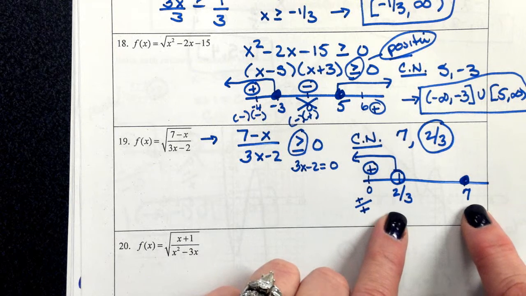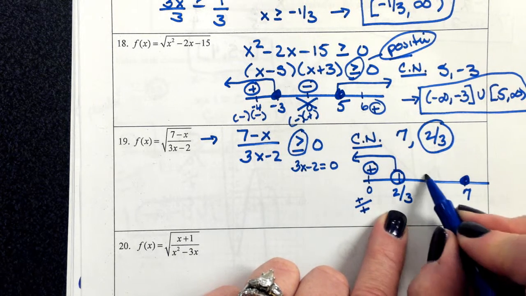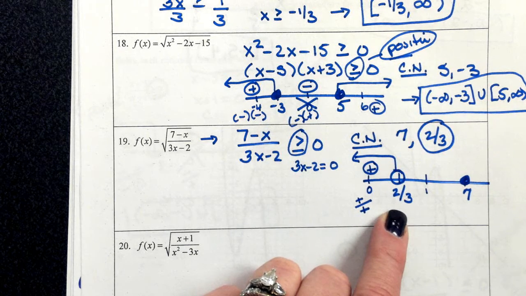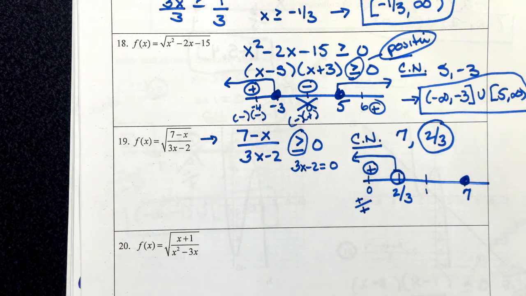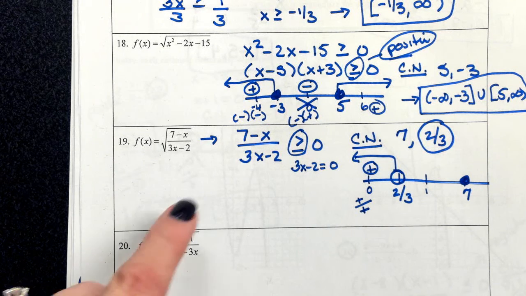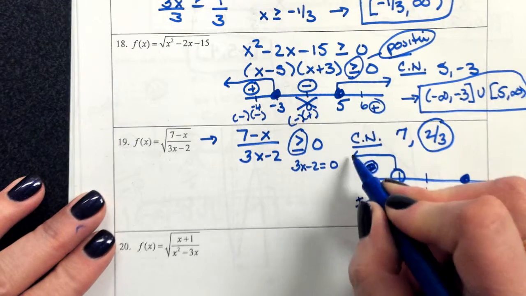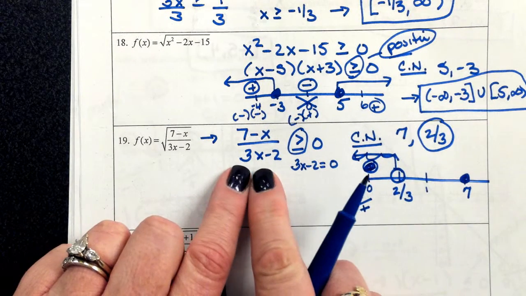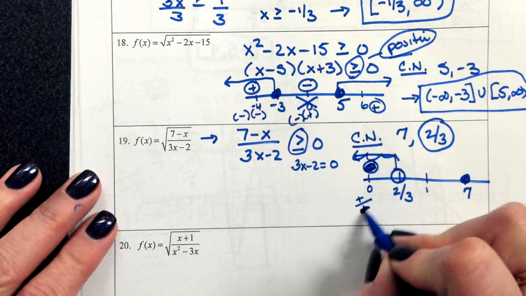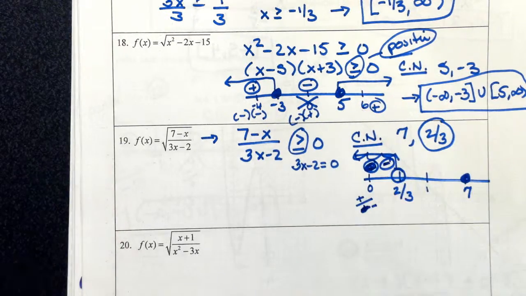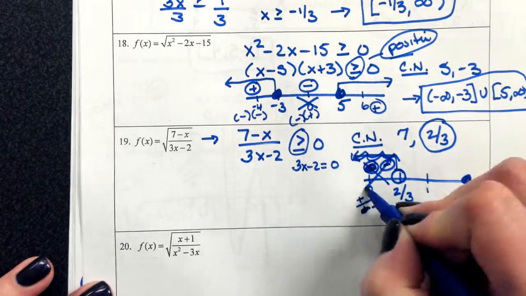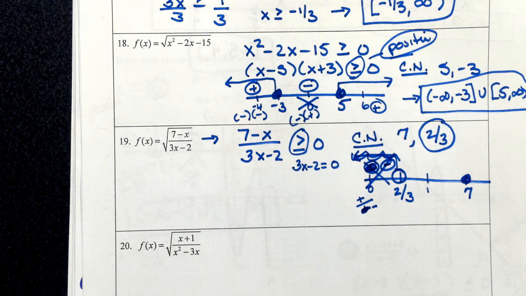If I pick a number between 2/3 and 7, so if I use 1, wait a minute, I did something wrong, it's negative. Sorry, 3 times 0 is 0, minus 2 is negative. That's a negative on the bottom. So I'm going to get negative numbers less than 2/3. So no solutions less than 2/3. Sorry about that.